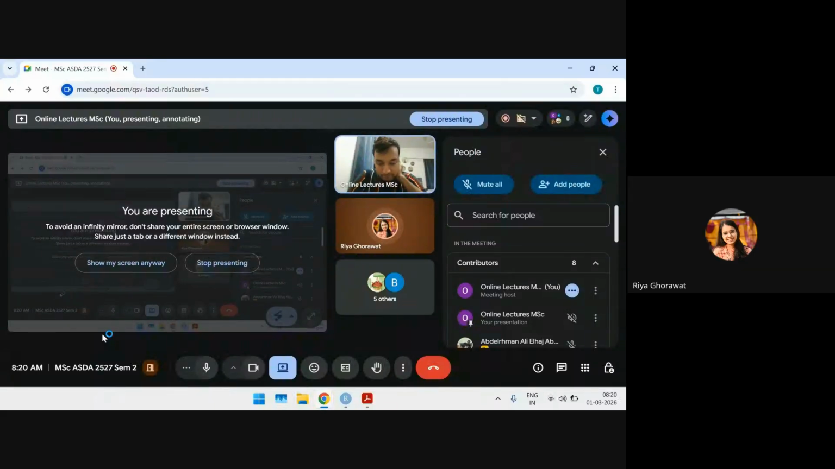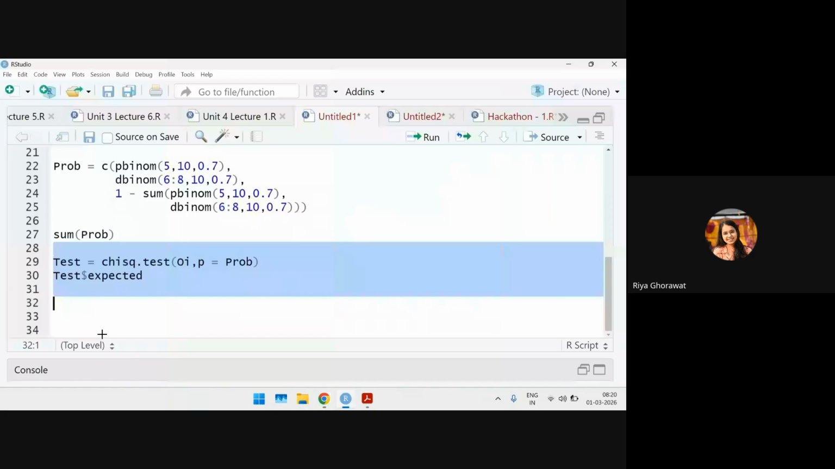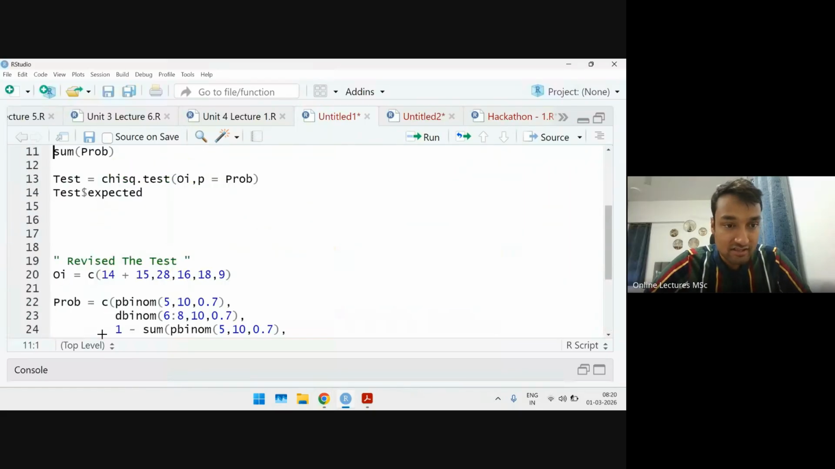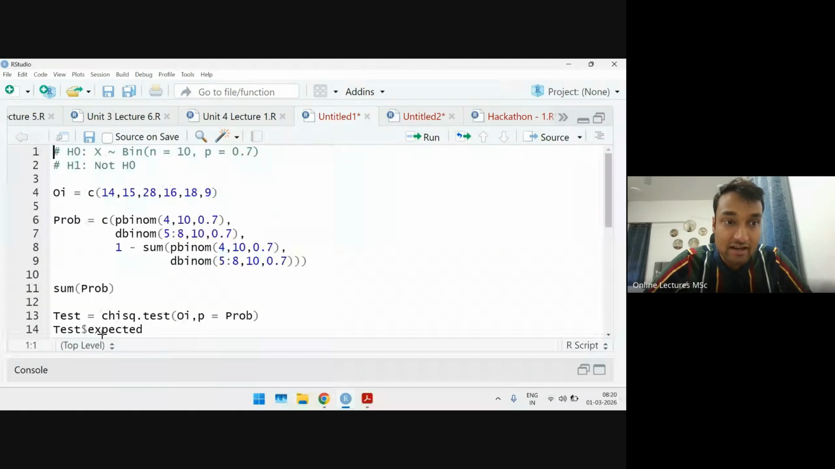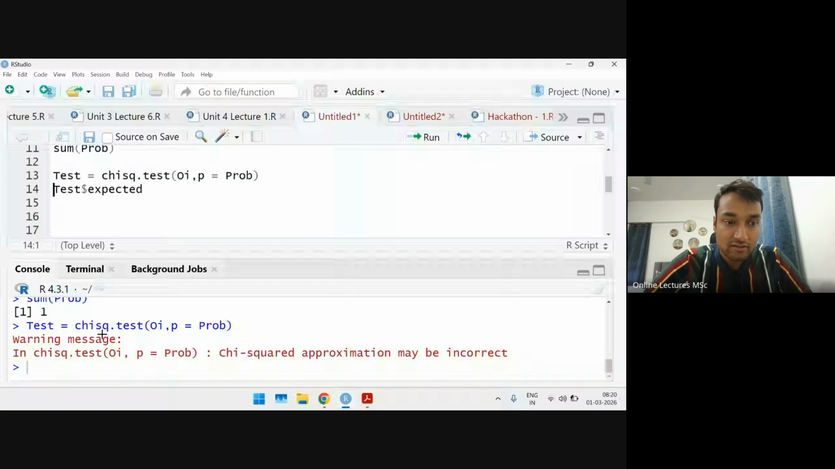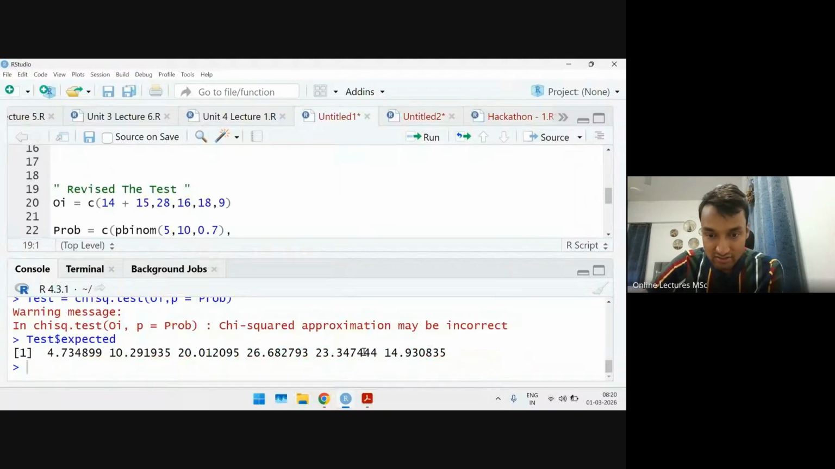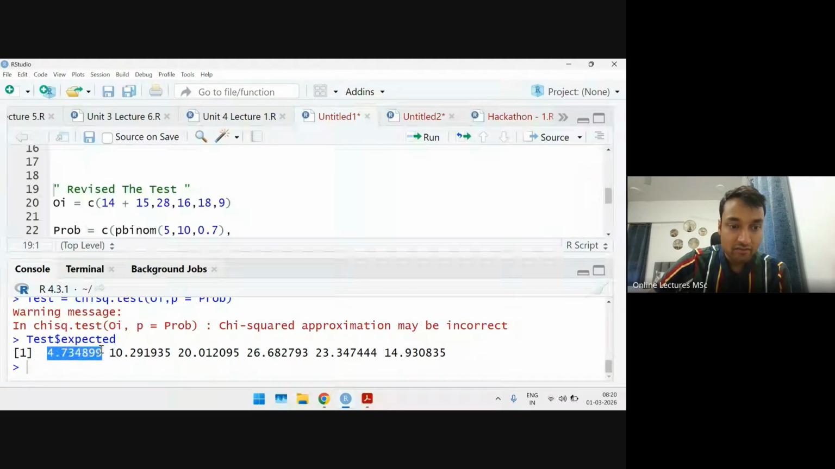That's why we did the revised test. Firstly, we understood where the leakage is, whether on the right hand side or the left hand side. Since we understood that the leakage is on the left hand side, we clubbed these two cells. If the leakage was on the right hand side, I would have clubbed those two. So it depends where the assumption is being violated, and then you patch that area up.